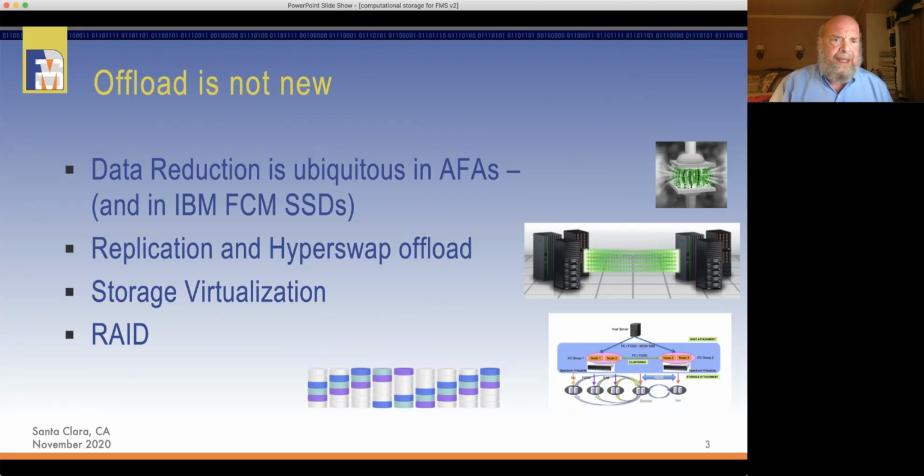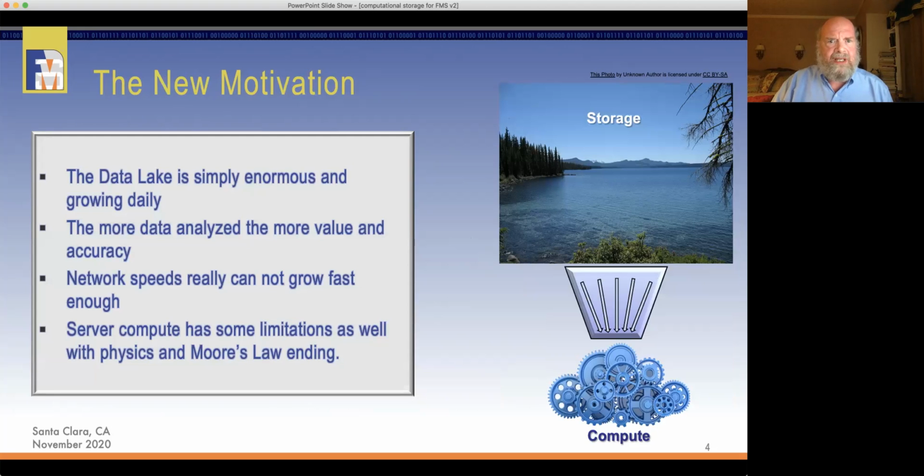Now, what we're talking about with computational storage is taking offload and accelerators really to a new level. It's being able to use it in ways that go beyond just storage services. So what is the motivation really for extending offload, for having more acceleration than what we have today? It really gets back to what we said at the beginning. The data lake is just simply enormous, and it's growing daily. I believe the statistic is still true that in the last 2 years, we've created more data than was previously around. I'm sure those of you with kids can attest to the fact that your kids are providing a lot of the water in that lake.